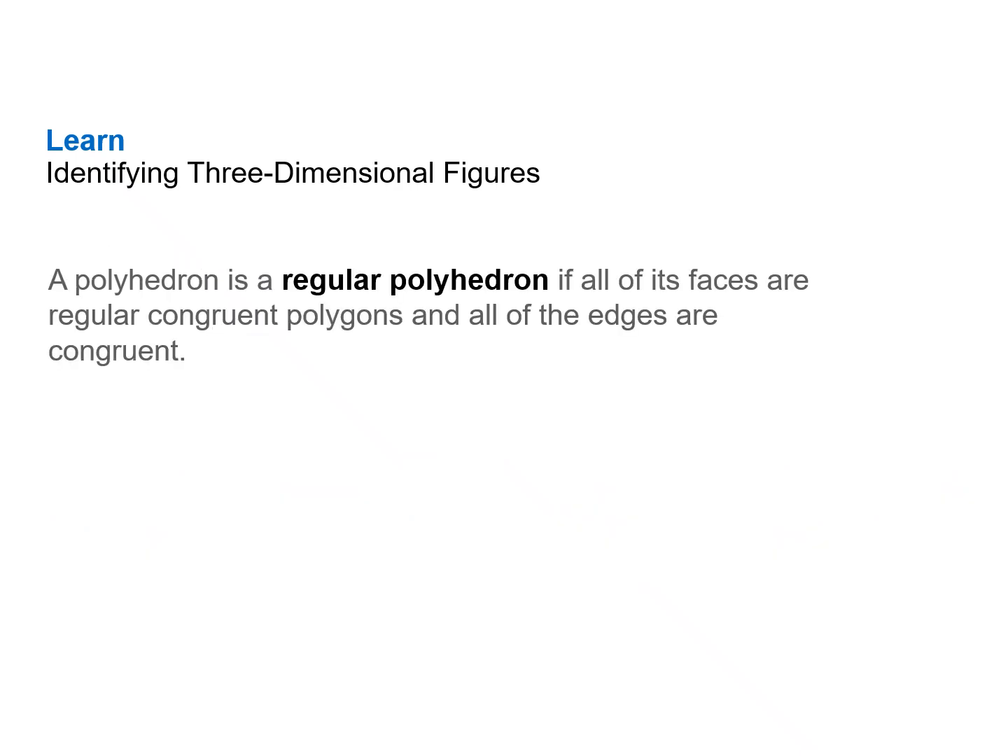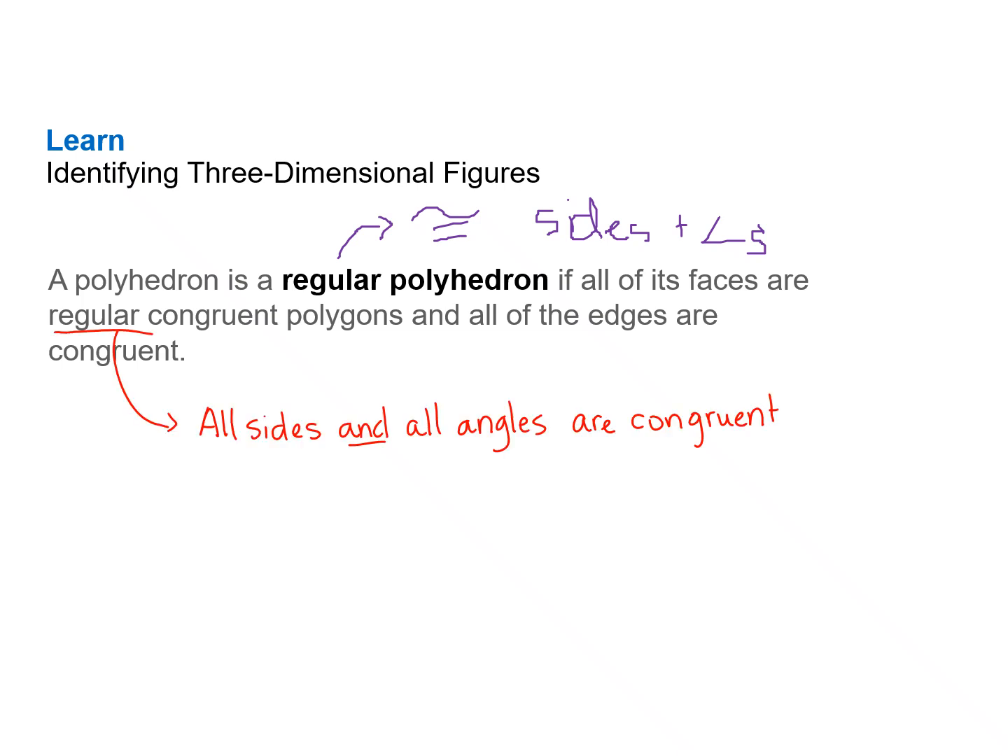Now, a polyhedron is a regular polyhedron if all of its faces are regular congruent polygons and all the edges are congruent. So when they say regular, and I'm going to try and type it right here, regular means all sides and all angles are congruent. That's congruent sides, and angles. They're all congruent. All sides and all angles are congruent.